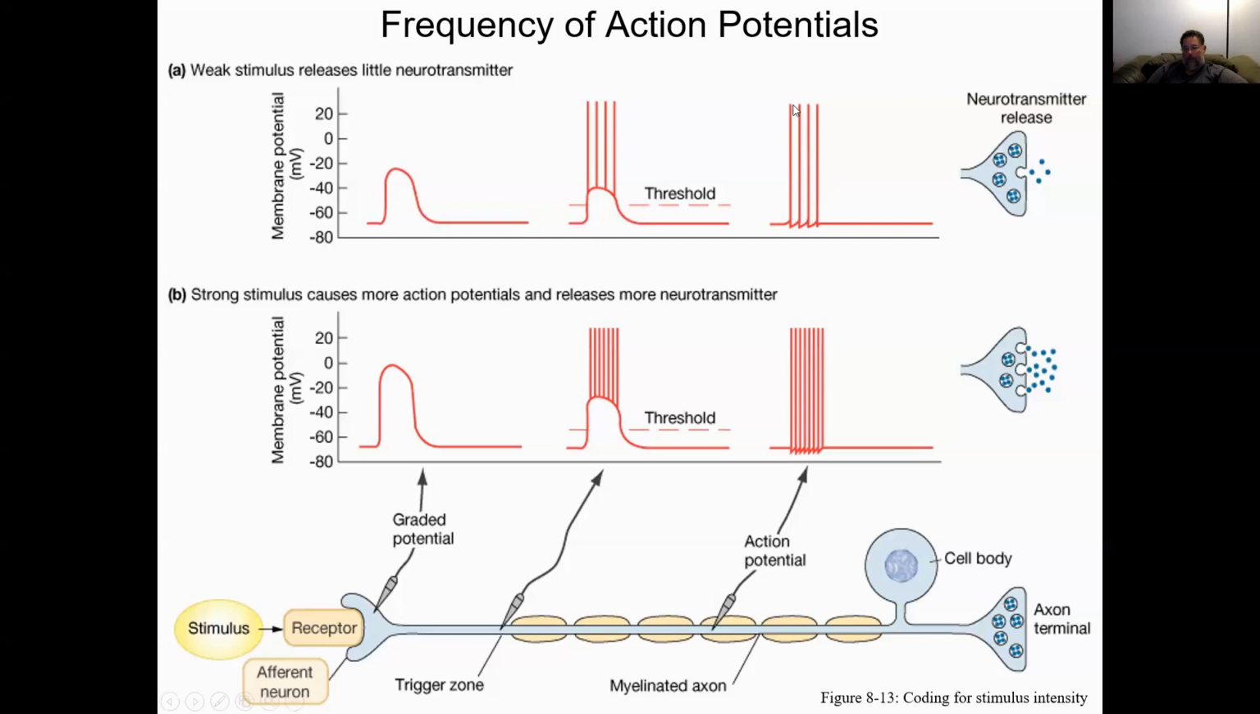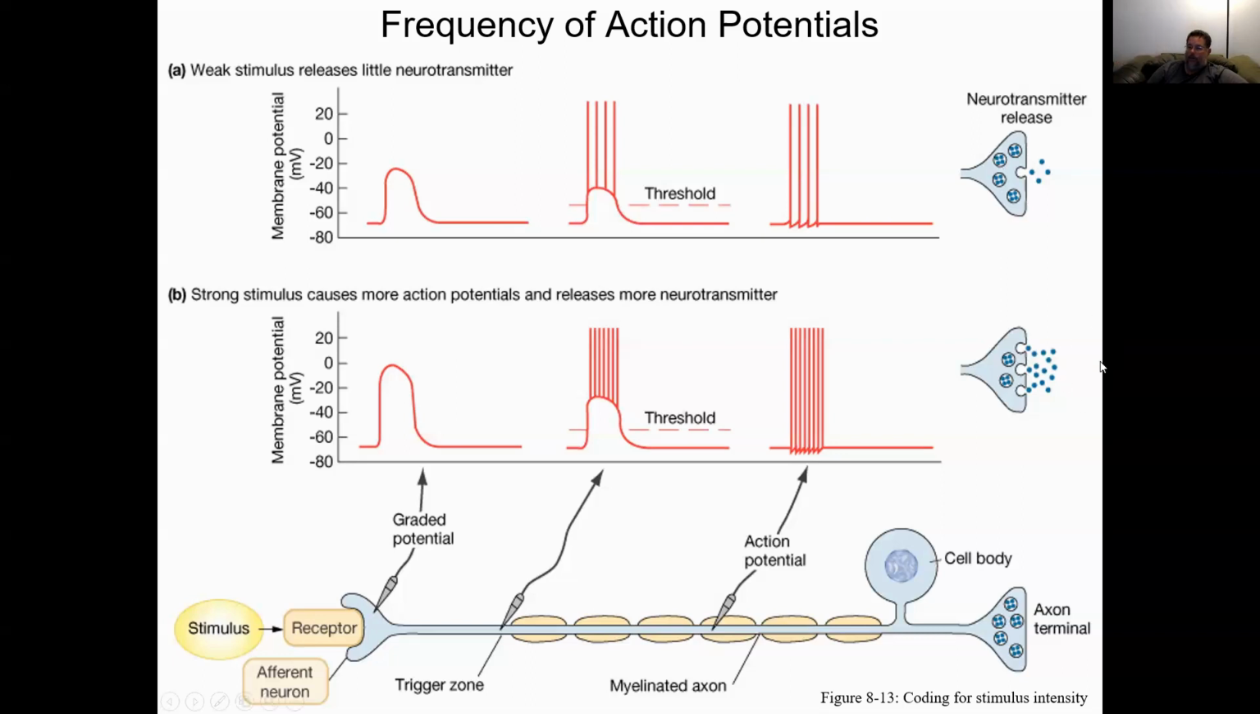See, here we have 20 millivolts. Here we have 20 millivolts. But the number of action potentials traveling down the axon dramatically increases. And when it reaches the axon terminal, it'll release more neurotransmitters through exocytosis. But here, in this weak stimulus, we have fewer action potentials traveling down the axon to the axon terminal, and we have fewer neurotransmitters released.